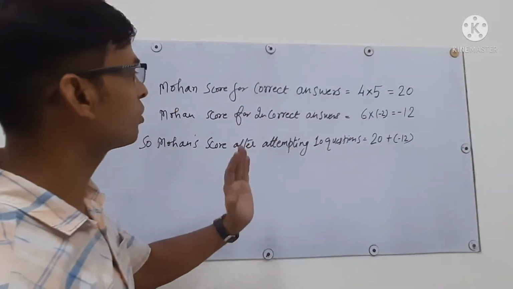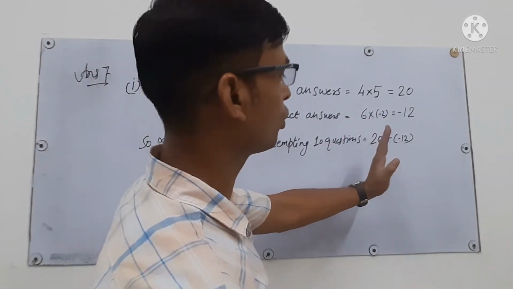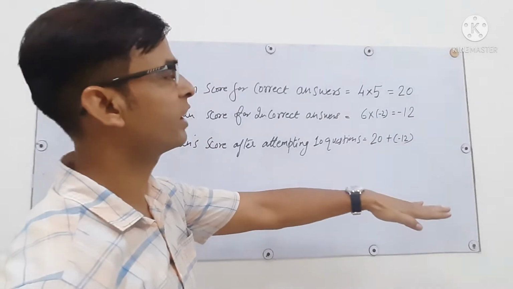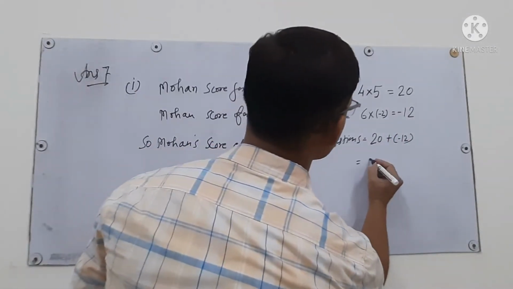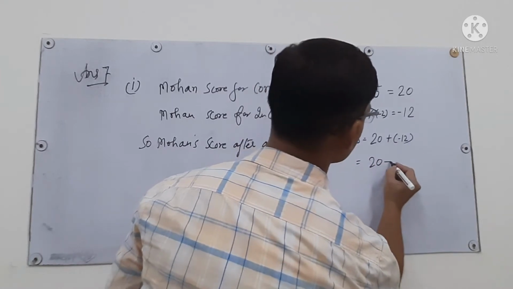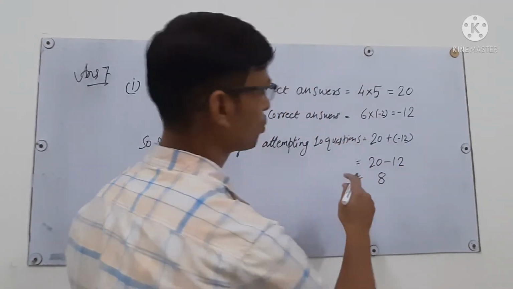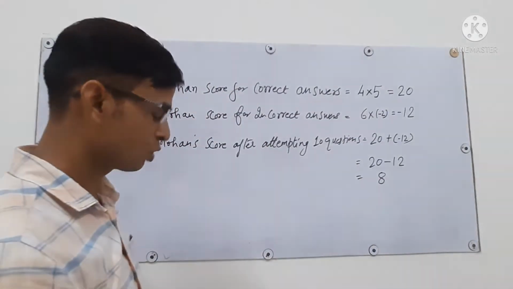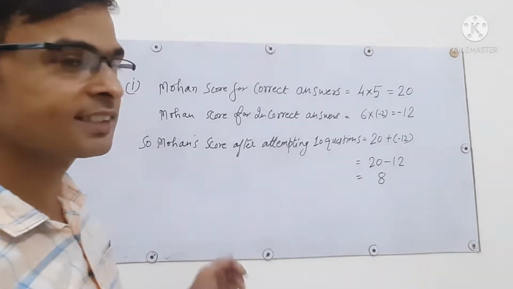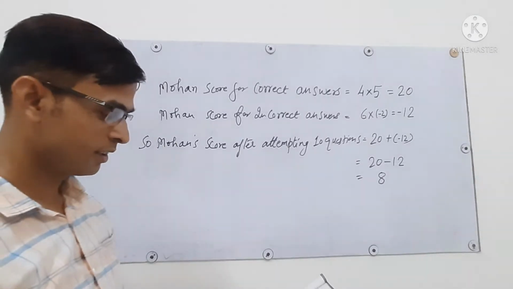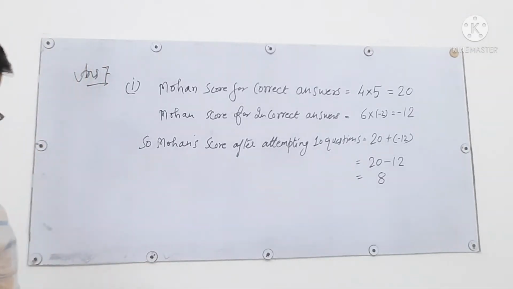So similarly, what will be the answer? The answer will be written as: for correct it will be 20, and for incorrect it will be plus -12. So what will be the solution? 20 and plus minus becomes minus, so 20 minus 12, and Mohan's score will be 8. You can see from here that these questions are very easy and you can easily do them. So you can note it from my blackboard also. Just note it.